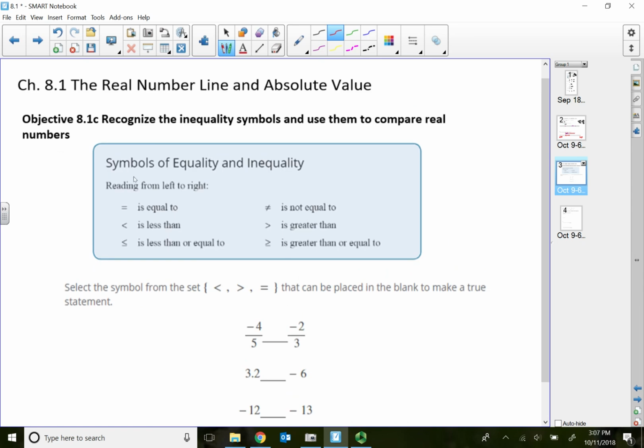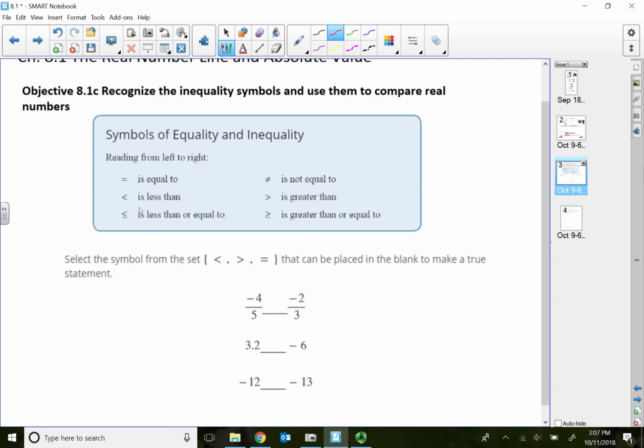So here is your list of symbols for equality and inequality. This symbol right here, the textbook calls it less than, assuming we read from left to right. Read from left to right, this is greater than. And we also have less than or equal to, or greater than or equal to. All these symbols are named assuming we read from left to right.